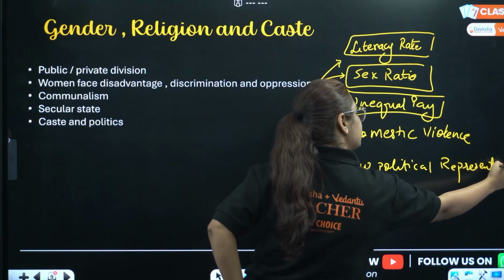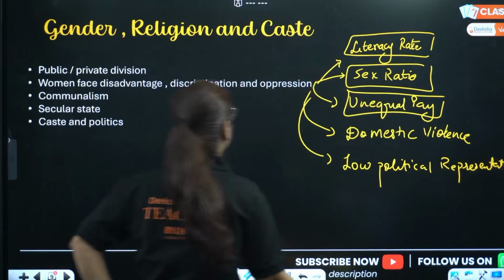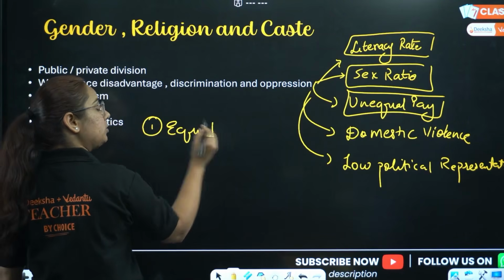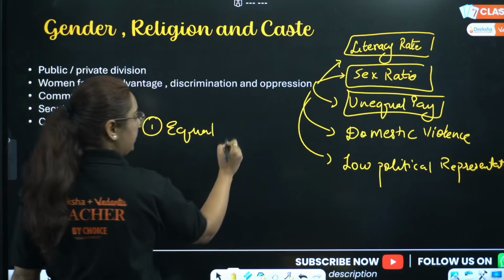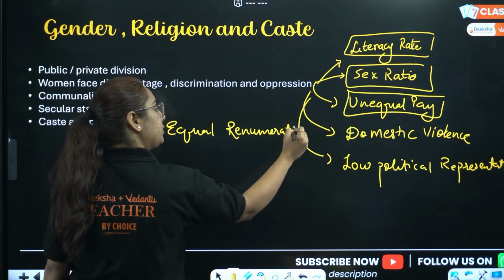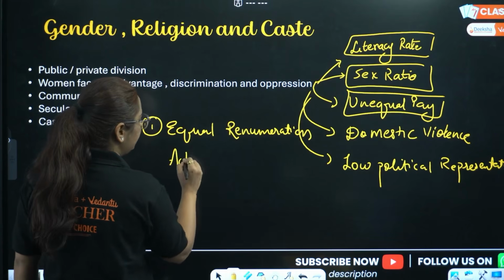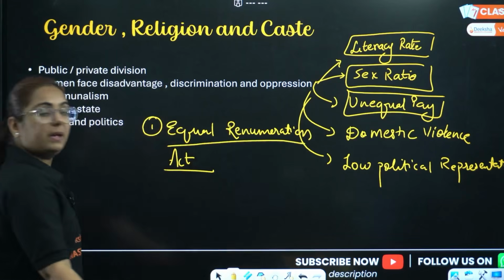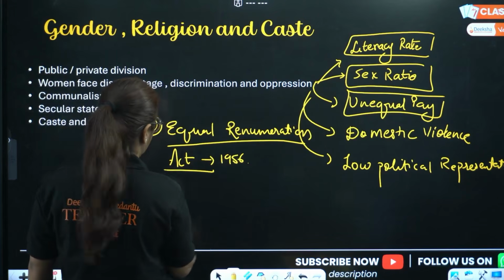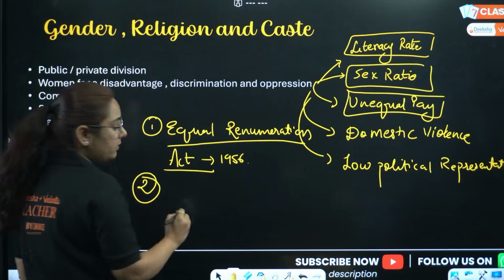However, there are certain steps taken to upgrade the women. What are they? Now I am telling only the things written in NCERT. First, the Equal Remuneration Act. What is the Equal Remuneration Act? It says that there will be equal pay for equal work for both men and women, passed in the year 1956.